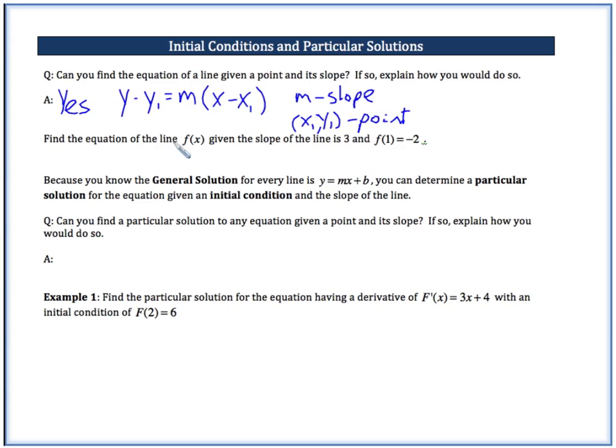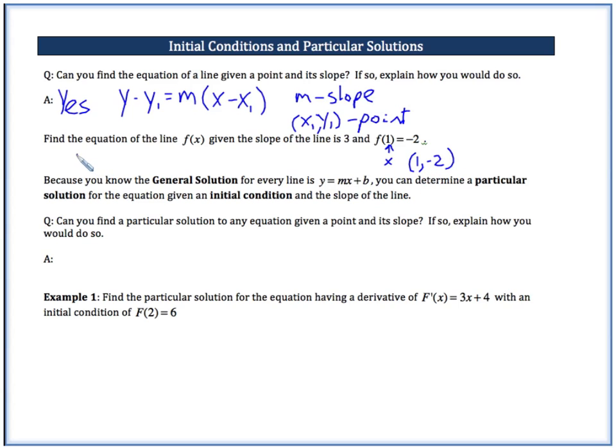So find the equation of the line f of x given the slope of the line is 3 and f of 1 equals negative 2. Okay, so we know our m equals 3 and we know f of 1 equals negative 2. So how do we find a point out of this? Well, this right here is actually our x value. So this gives me the point 1 comma negative 2.